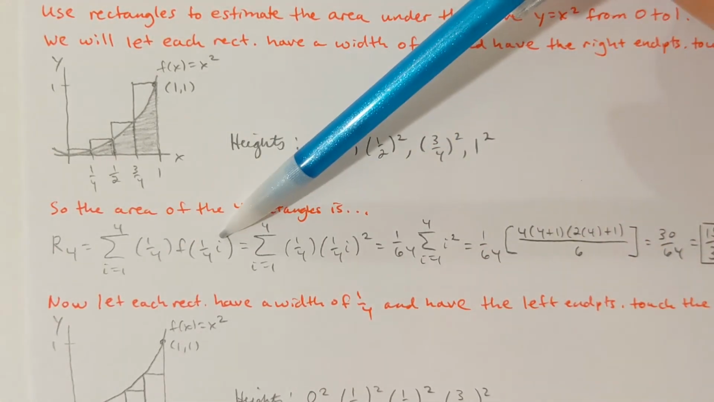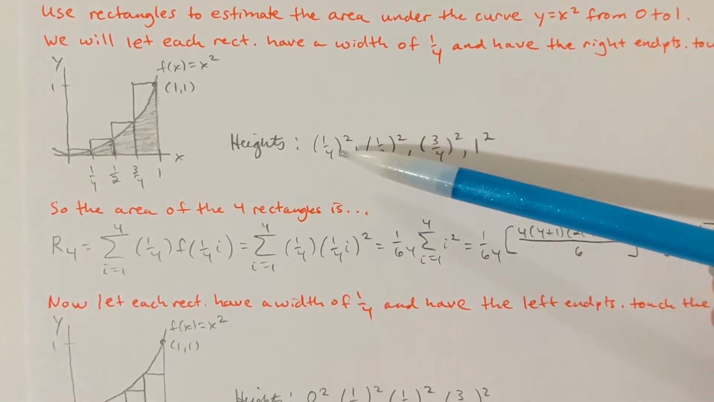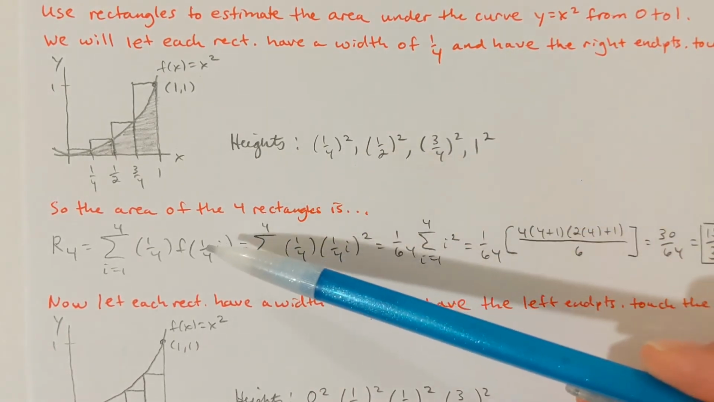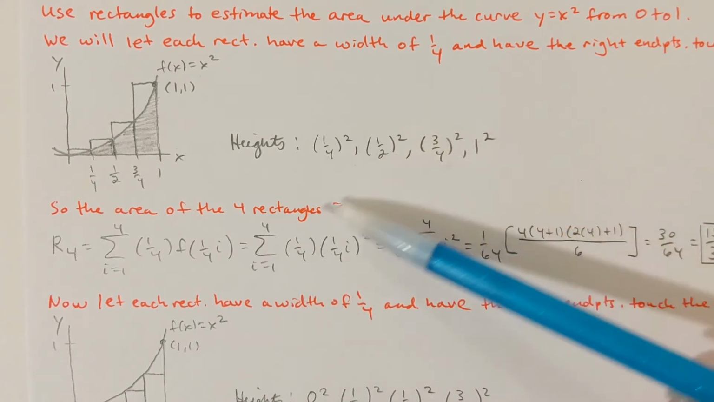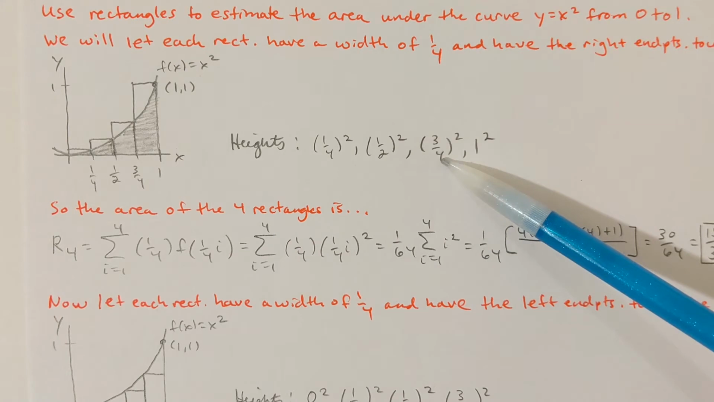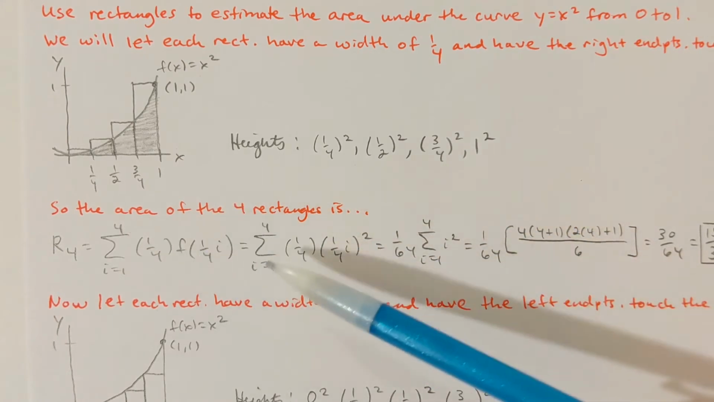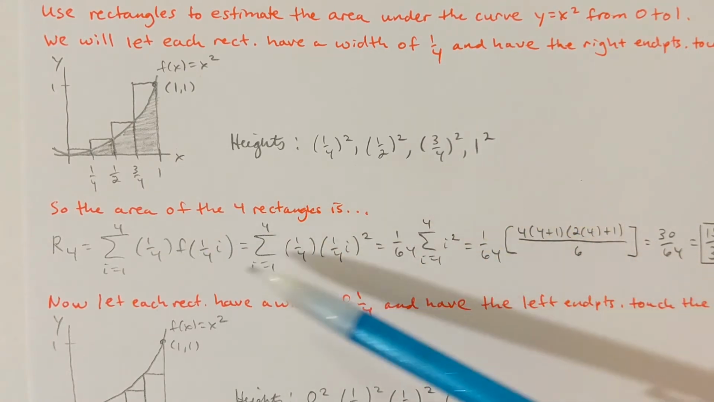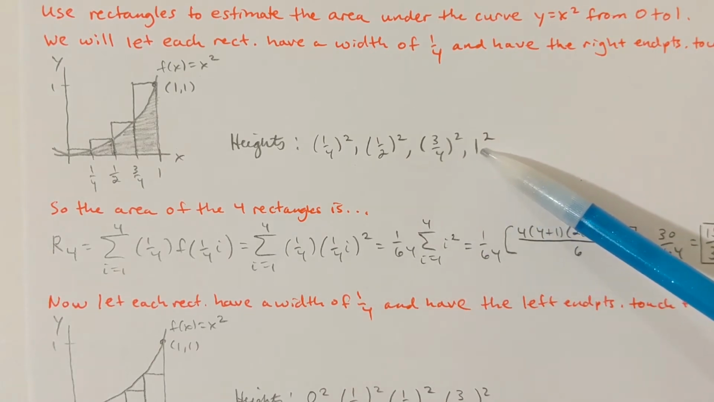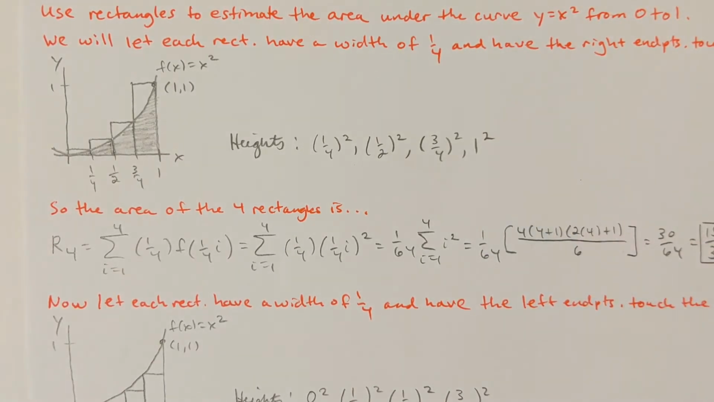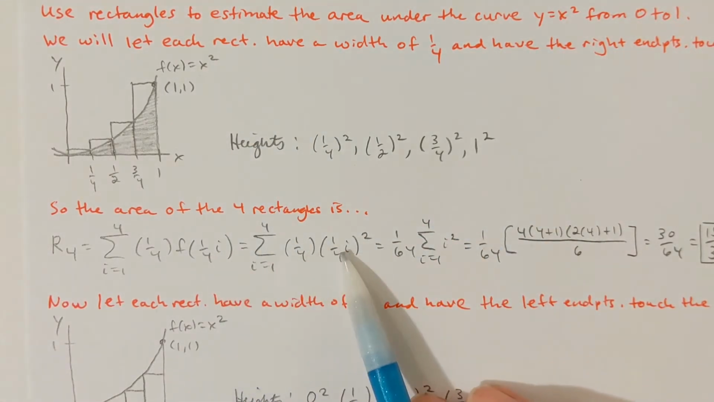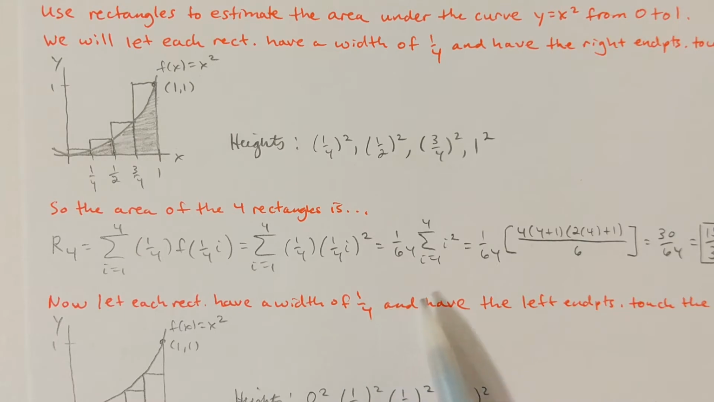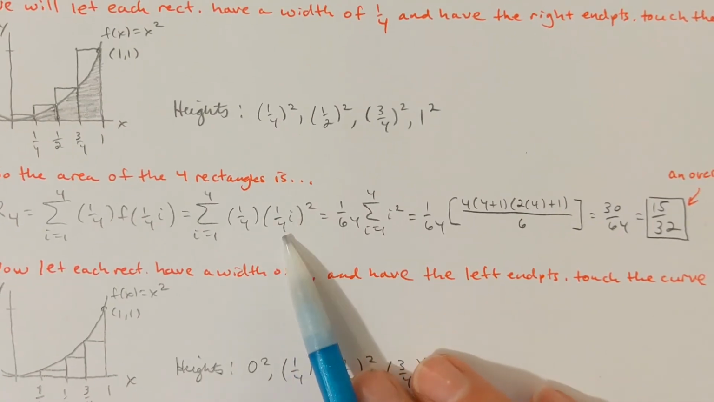Like if i is 1, f of 1/4 would get me the height of the first rectangle. If i is 2, f of 1/2 would get me the height of the next one. If i is 3, f of 3/4 would get me the height of the next one. If i is 4, my upper bound there, 4/4 is 1, and so f of 1 would get me the height of the last rectangle. Okay, and of course f of x is x squared, right? So f of i/4 would be (i/4) squared, which is i squared over 16. 1/4 times 1/16 is 1/64.